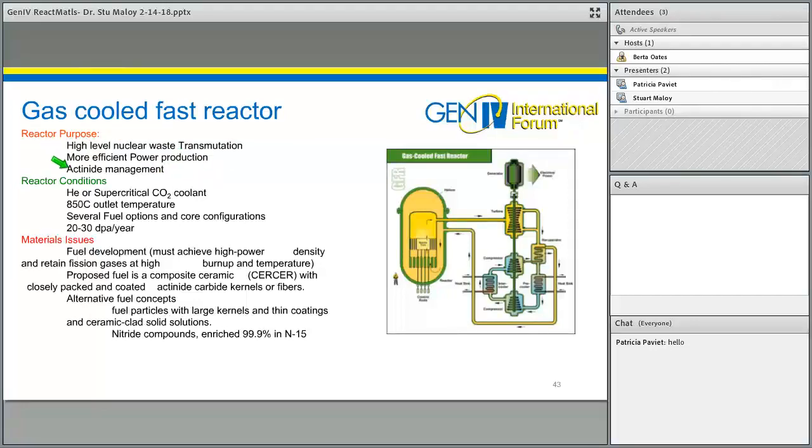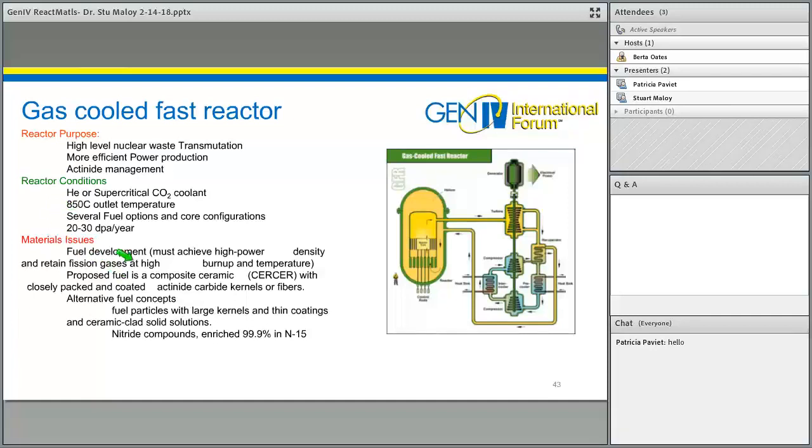The gas-cooled fast reactor is a concept that runs at even higher temperature. It's also for high-level nuclear waste transmutation, more efficient power production, and actinide management. In this case, the coolant would be helium or supercritical CO2, and it has a fairly high 850 C outlet temperature. There are a range of different fuel options and core configurations, but because it's a fast spectrum, the dose will build up significantly at 20 to 30 dpa per year.